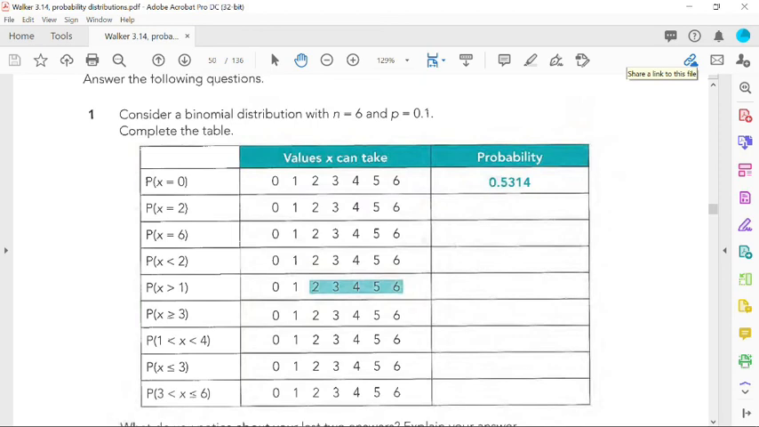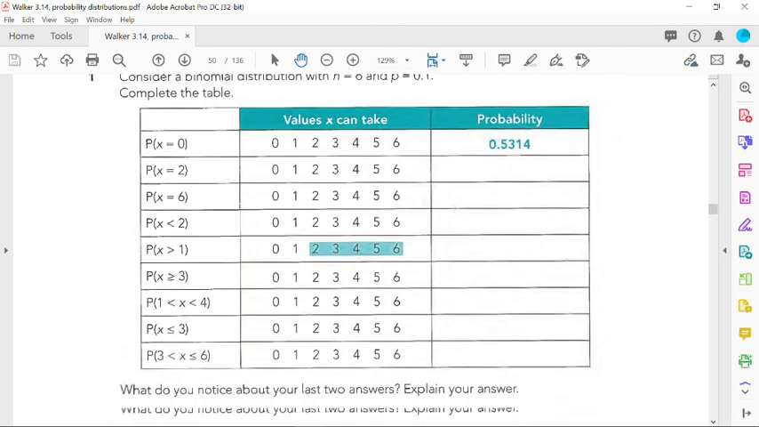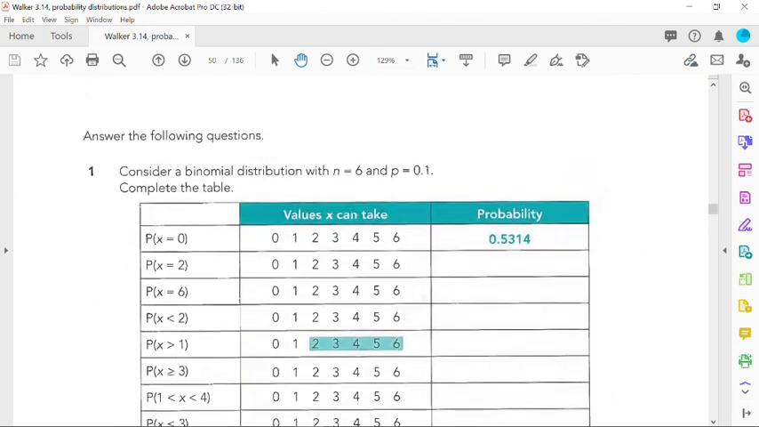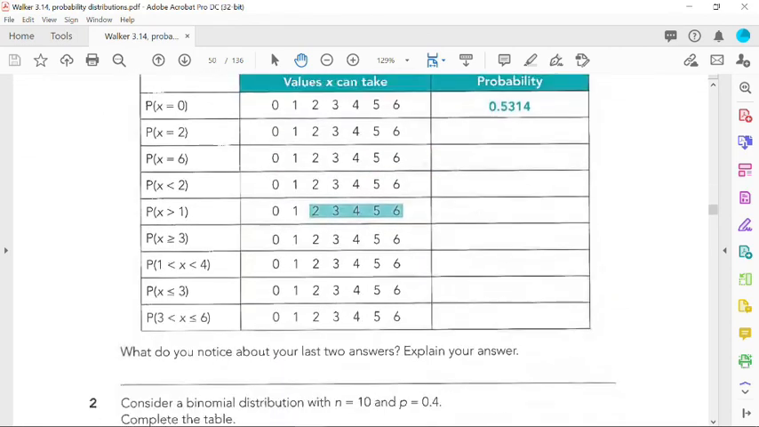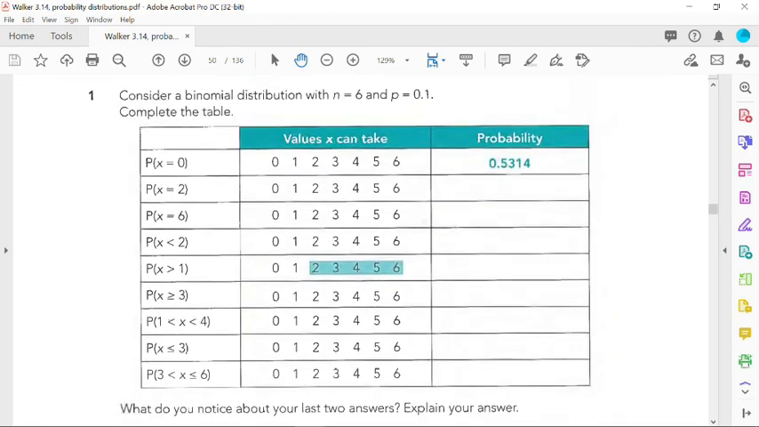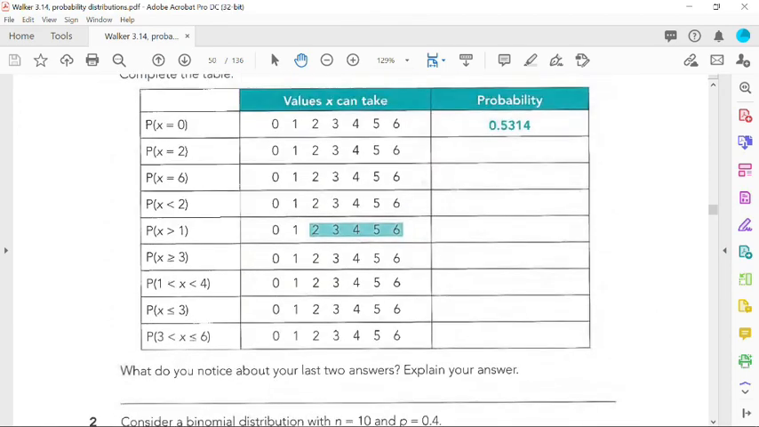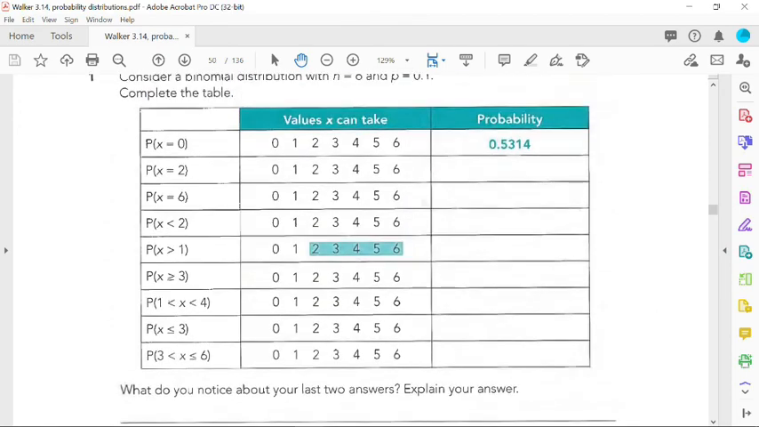So all we're going to do today is number 1 and number 2 on page 50. Right? And if you look, the n and the probability stay the same for the whole thing on that one, and then they do a different n and a different probability for the other. So what you're really practicing here is what values x can be, and what the probability would be for that particular value. Okay, there you go.